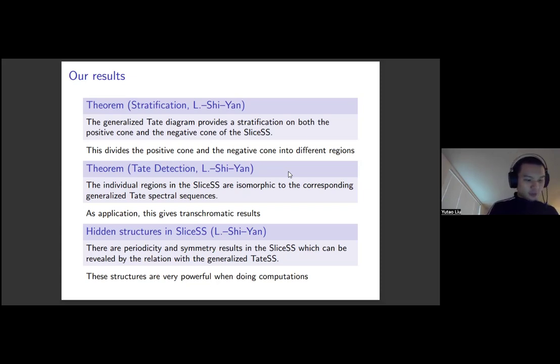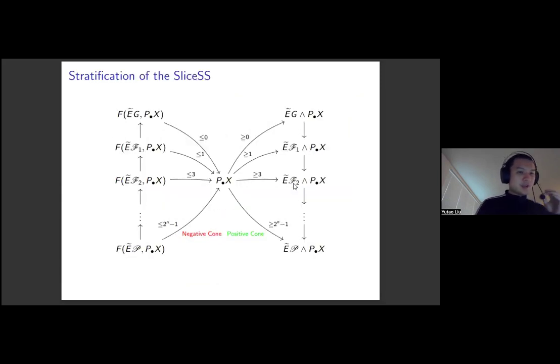I'd like to begin with the first result, the stratification of the slice spectral sequence. I'm going to give you a graph, and then I will explain different elements on this graph. As you can see, the middle of this graph is the slice tower, which gives you the slice spectral sequence. The two halves of the graph represent both cones. The right one is the positive cone, the left one is the negative cone. And here, these special towers: on the right half, you have tilde EG smashed with the slice tower, and the different tilde EF smashed with the slice tower.